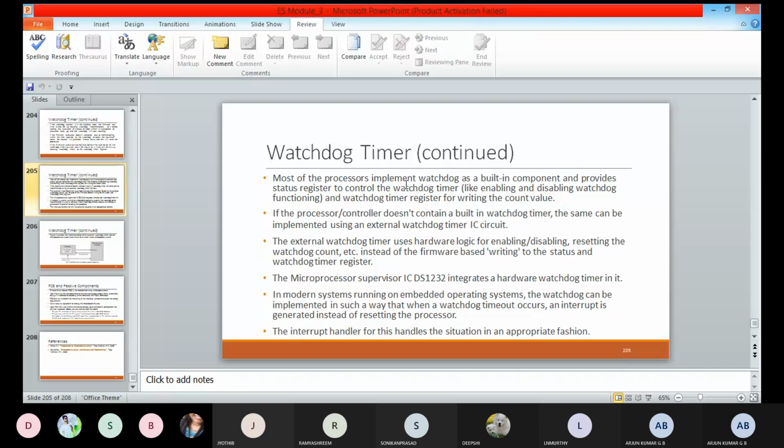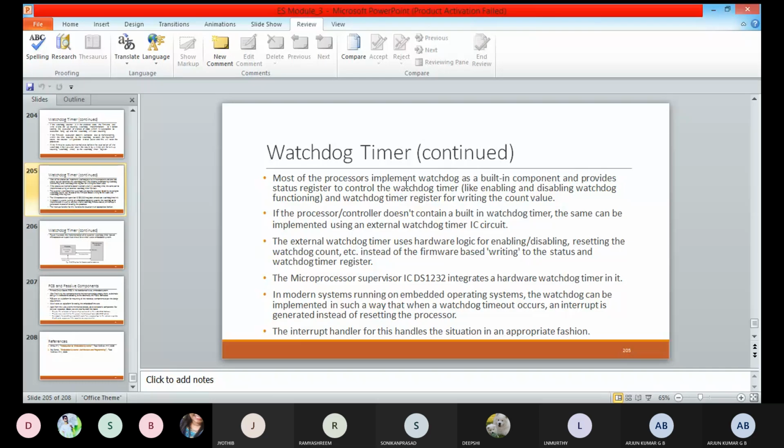Okay, that is the watchdog timer. Why will an error occur? Within a particular time, the software is not executed properly, so an error occurs in the execution. That's why it causes the system to hang. To overcome that, we use this watchdog timer to generate reset pulses for resetting the processor. Again, the interrupt handler handles the situation in an appropriate fashion.